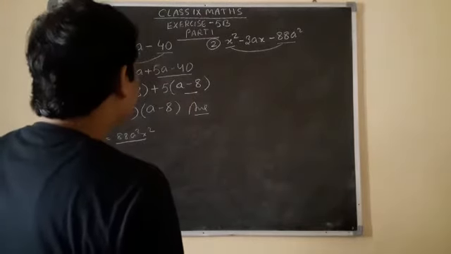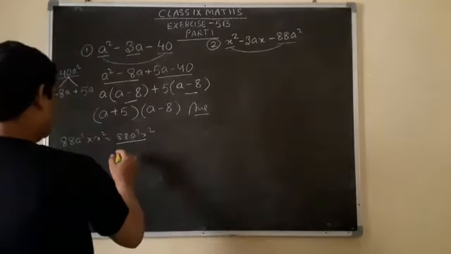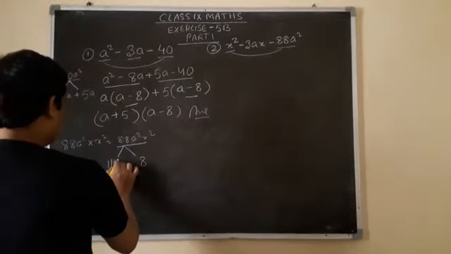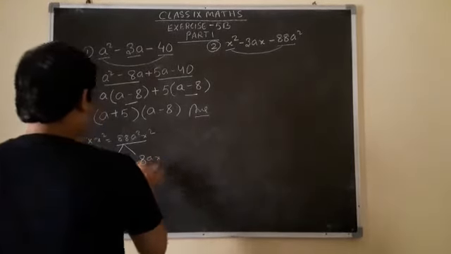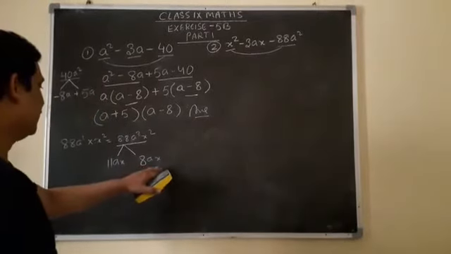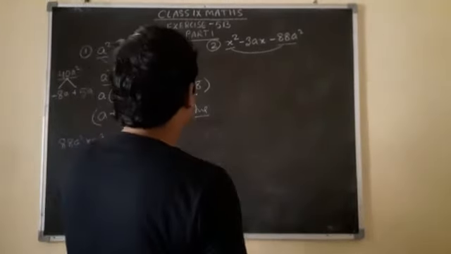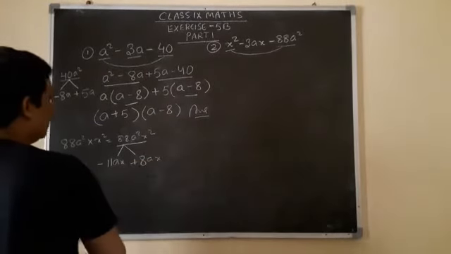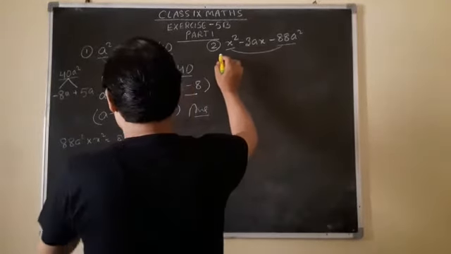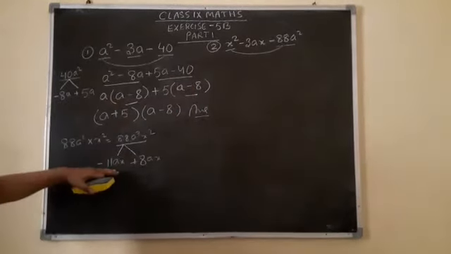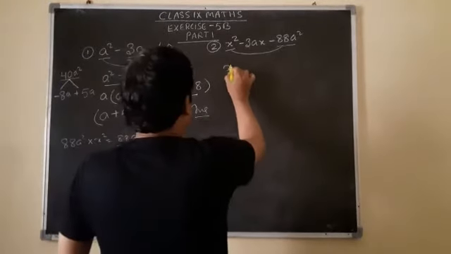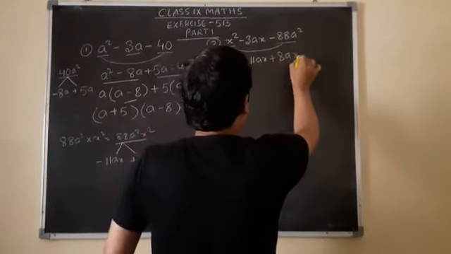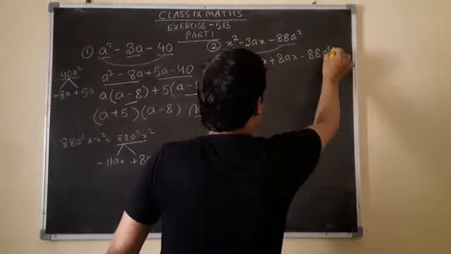So 11, as we know, 11 8s are 88. Here we will write ax. When you multiply 11ax into 8ax, it will be 88a square x square. Now we have to find minus 3ax, so the bigger number should be negative and the smaller number should be positive. So in place of minus 3ax, we write minus 11ax plus 8ax. Let us write x square minus 11ax plus 8ax minus 88a square.